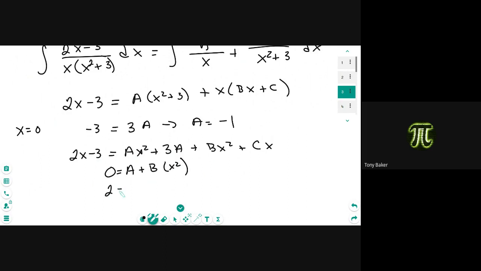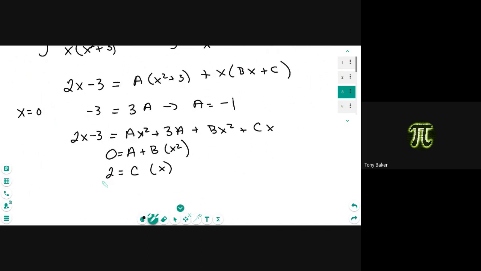I know that 2 equals c, that's the x term. And I know that -3 equals 3a because that's the constant term, which I already knew, a equals -1. I know c equals 2, and then b would have to equal 1 to make that true.